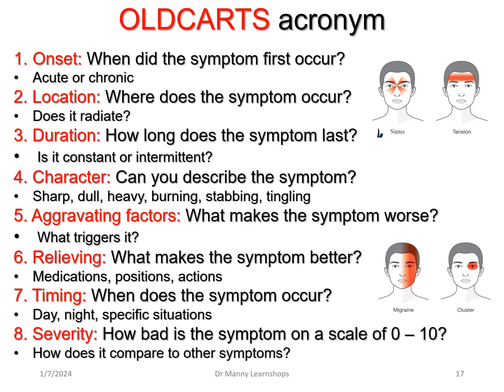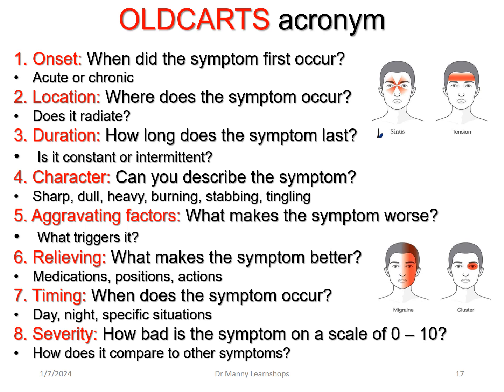Old CARTS is another one. And the old CARTS acronym isn't that different to the PQRST-U acronym. O, onset. When did the symptom first occur? This determines whether it's acute or chronic. Location. Where does the symptom occur? And does it radiate? Duration. How long does the symptom last? Is it constant or intermittent? Character. Can you describe the symptom? Is it sharp, dull, heavy, burning, stabbing, tingling, heavy?